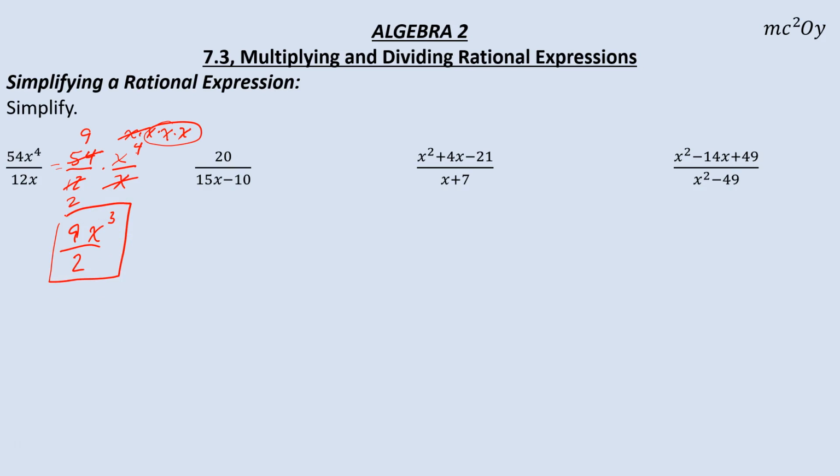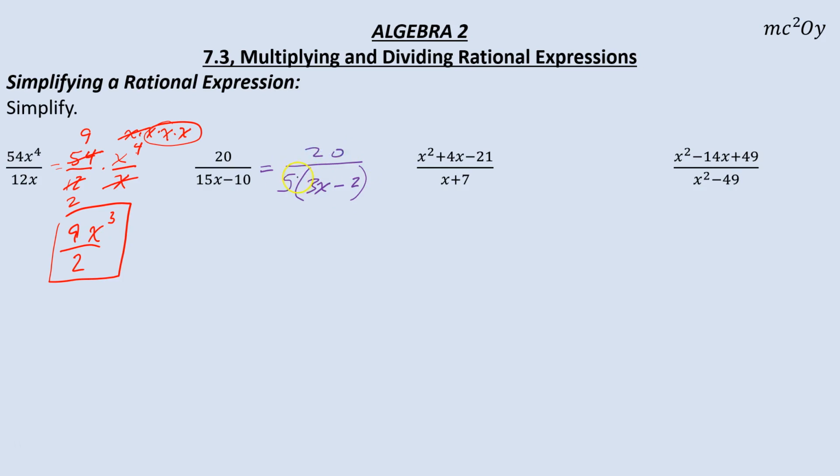Now, if I'm looking at this next problem, the first thing I recognize is the denominator isn't factored, because I have a subtraction symbol. So I need to get this into a factored form if I can. What number goes into 15 and 10? Well, that would be 5. So this becomes 5, and 5 times what's 15x? Well, that's 3x. And 5 times what's 10? That is 2. And so on top, I have 20.